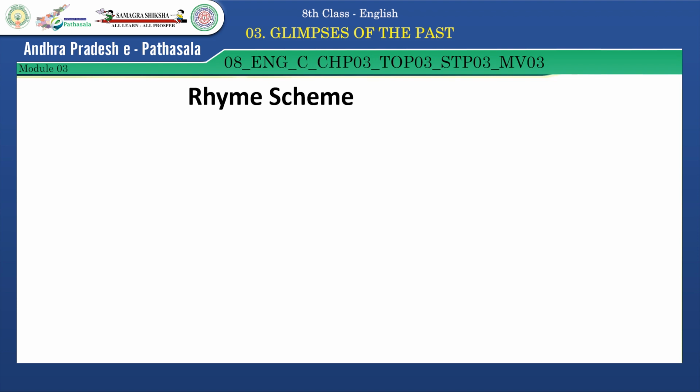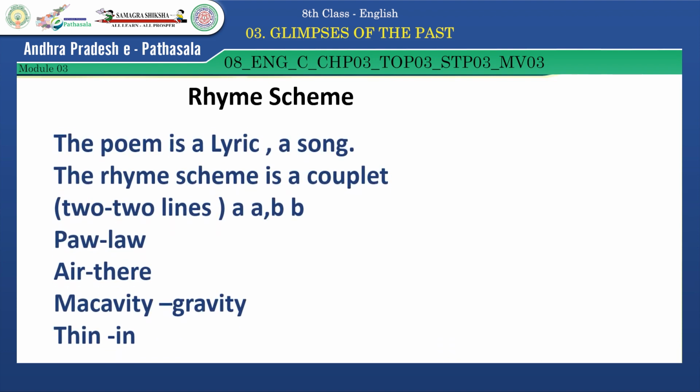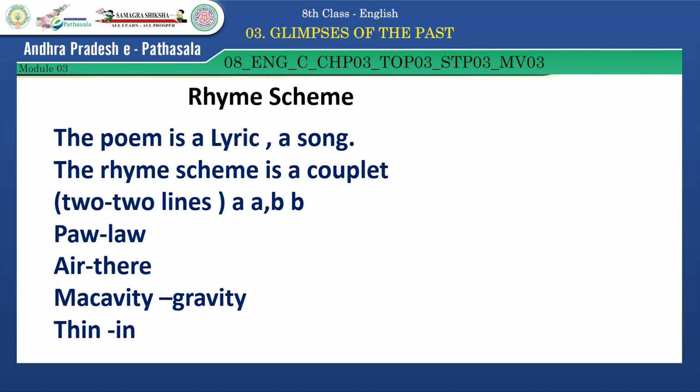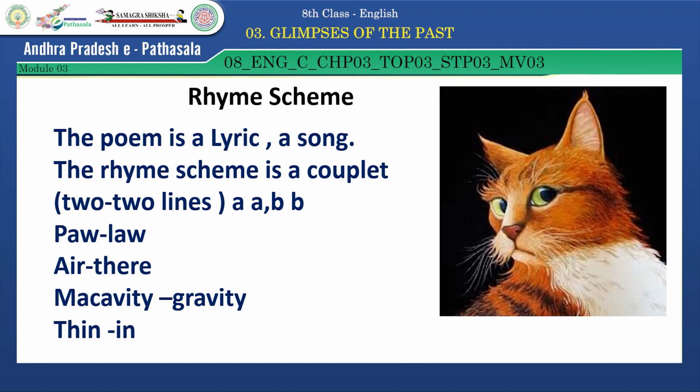So now the rhyme scheme of this poem is a lyric. That means a song. The rhyme scheme is a couplet. That means two lines are rhyming the same. So AA and BB. Example, pa and la, air and there, Macavity and gravity, thin and in. So AA, BB, CC and DD. Now children, let's move on to the next topic.